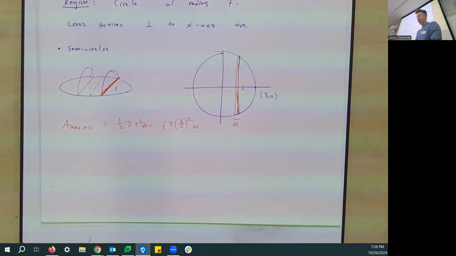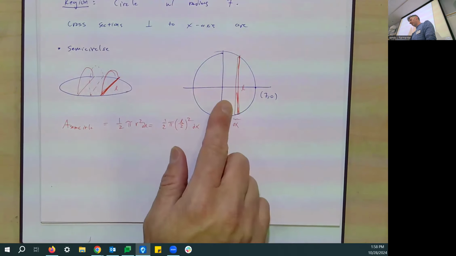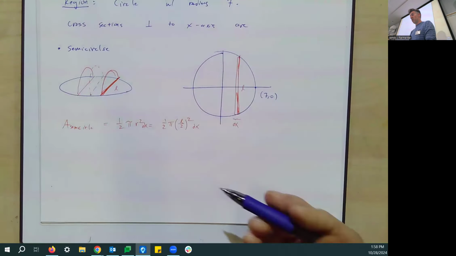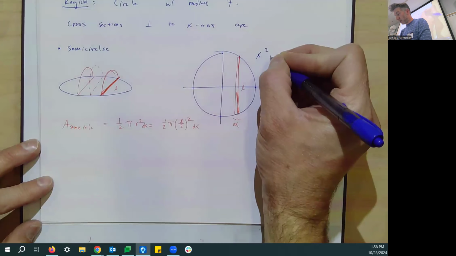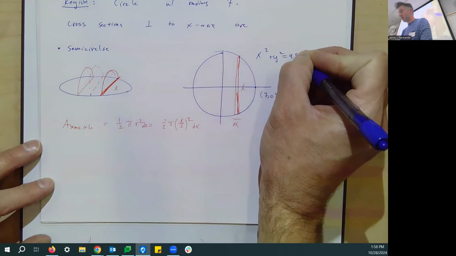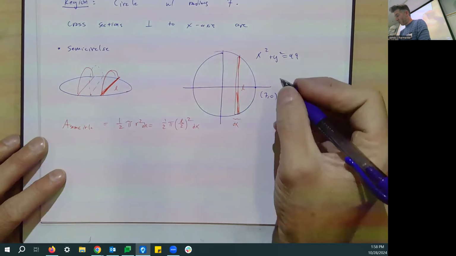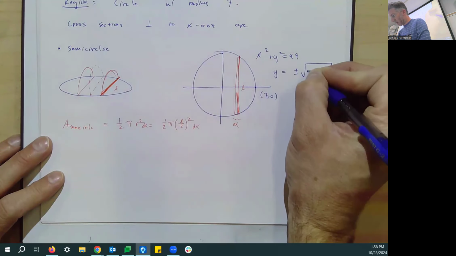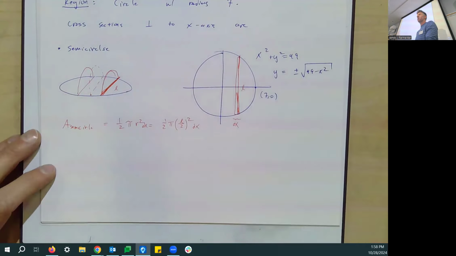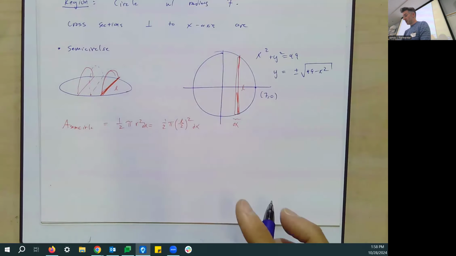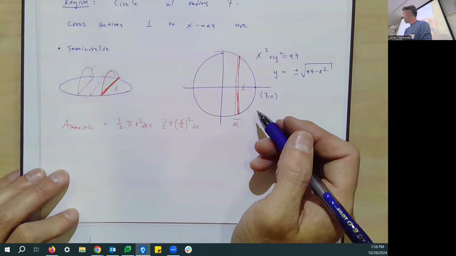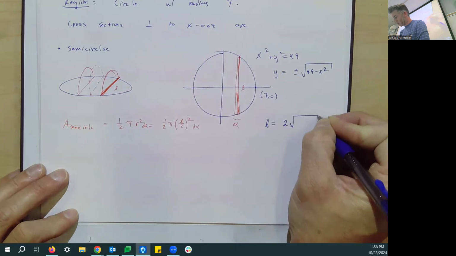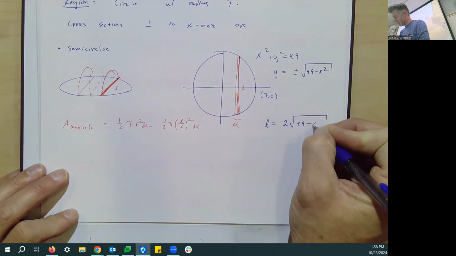And then that's where I go over here and say, okay, now I actually need to find L in terms of x. Fortunately, we know the equation of the circle. It's x squared plus y squared equals 49. So solving for y, y is equal to plus or minus the square root of 49 minus x squared. The top part's the plus part, the bottom part's the negative part. So we have that L is equal to 2 times the square root of 49 minus x squared.